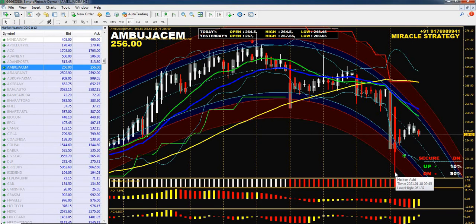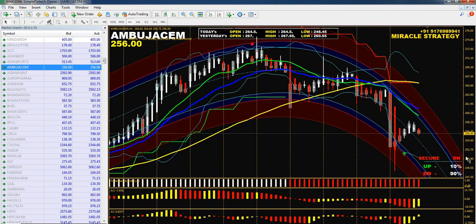This is 261. 261 is the entry point, and from 264 to 261 it has come. Sorry, no, not 261. This is the 247, 249 level, sorry, 248 level. You can see below 248 is the low for this. You can see the price on the right side.